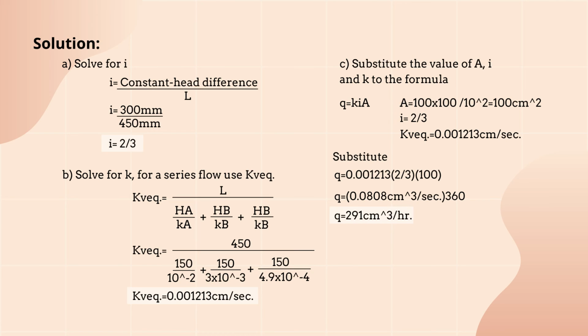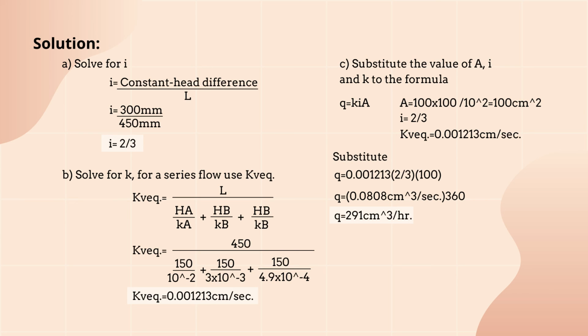That is just 100 by 100 millimeters. In order to convert that, we need to divide it by 10 squared to convert it to centimeter squared. So A now is 100 centimeter squared, I is 2/3, K equivalent is 0.001213 centimeter per second. We just need to substitute the values.